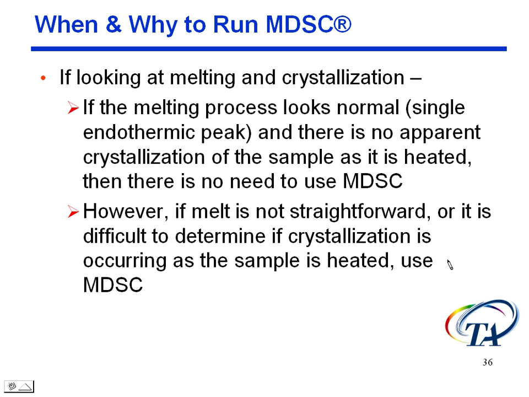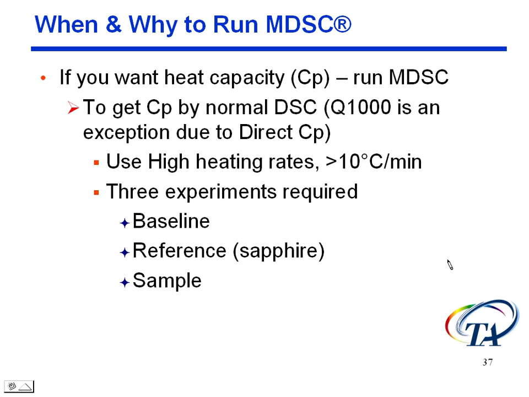And it turns out with a lot of polymers, there's a lot of stuff going on during the melt, especially a lot of the typical semi-crystalline polymers that we run. If you want heat capacity, modulated DSC is an extremely easy and convenient way to get heat capacity, because heat capacity is now a signal.